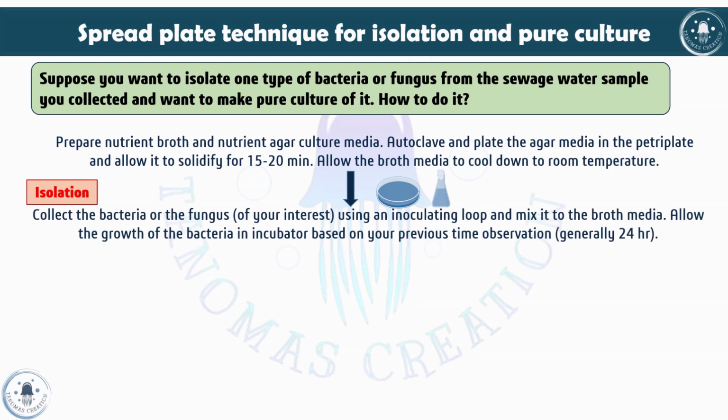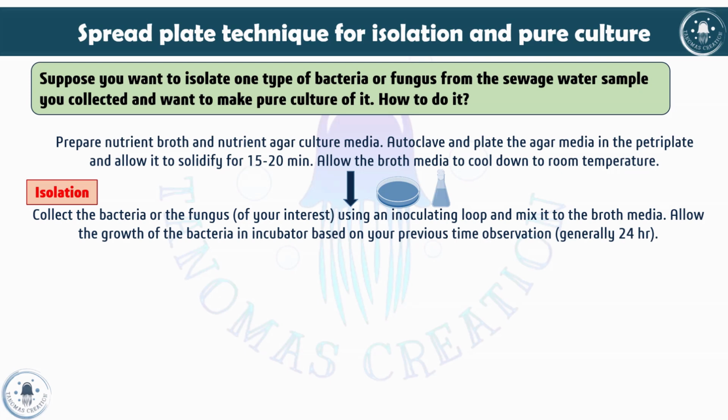How? You collect the bacteria or the fungus of your interest from the plate that you got from the spreading previously. You collect the bacteria or fungus using an inoculating loop and mix it into the broth media that you have prepared.